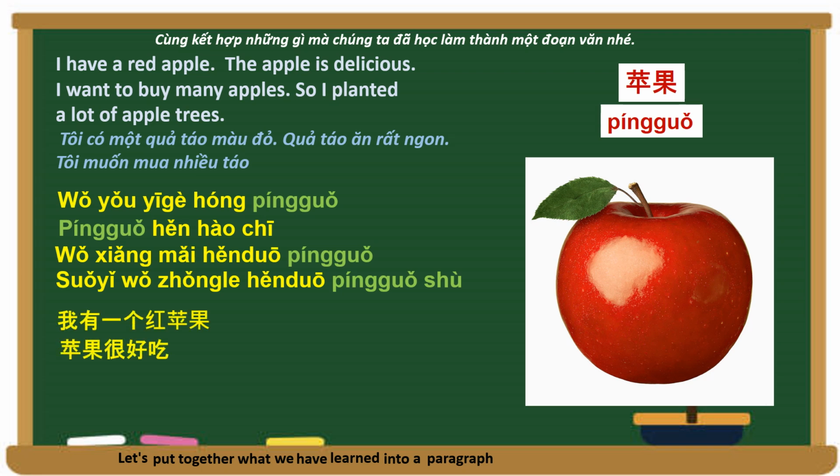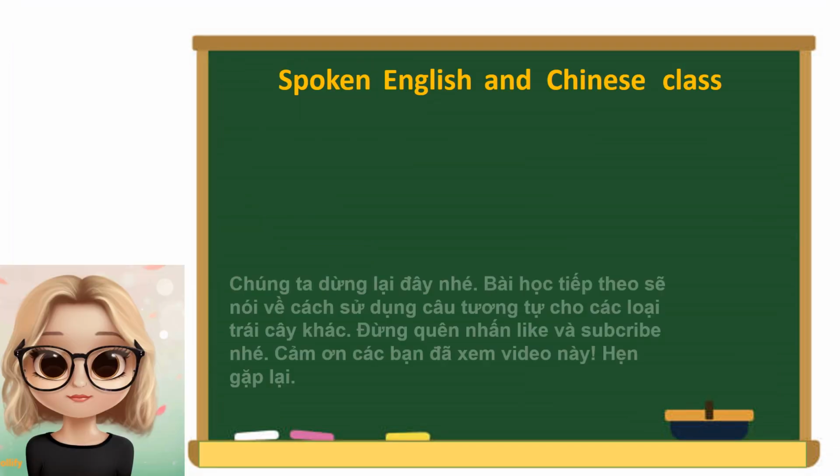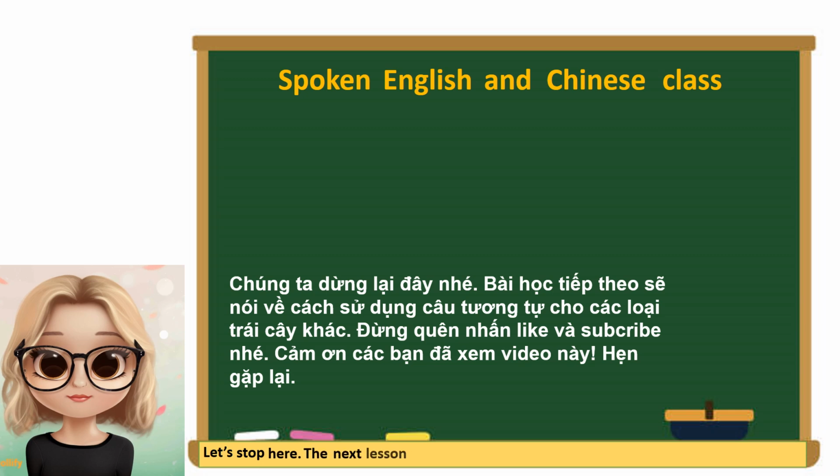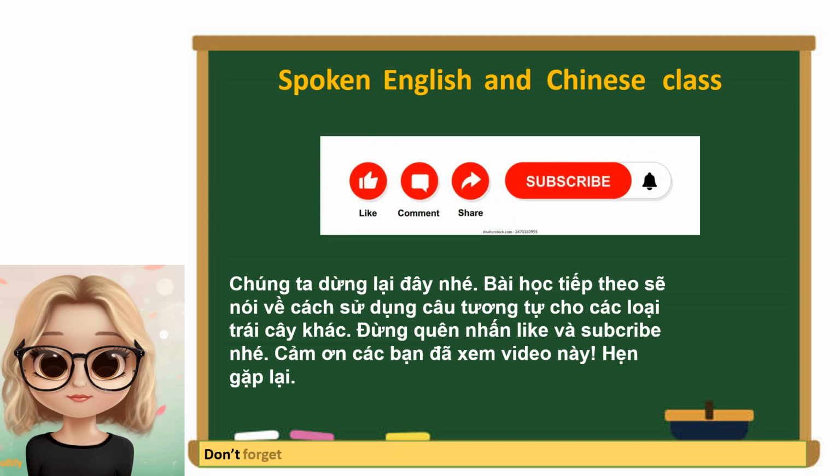我有一个红苹果，苹果很好吃。我想买很多苹果，所以我种了很多苹果树。Let's stop here. The next lesson will talk about using similar sentences for other fruits.